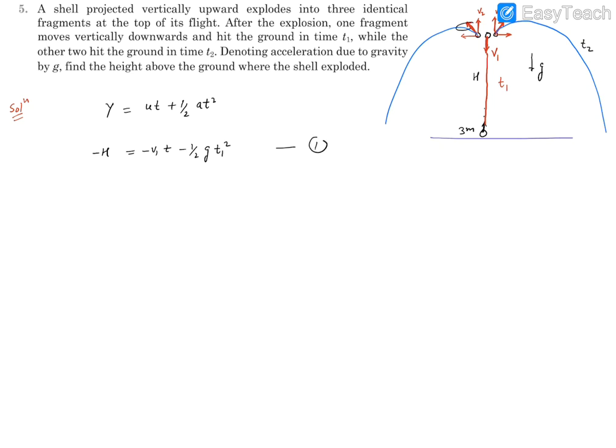For the second and third particles, they behave identically for the vertical motion. So again the displacement is minus h, but its velocity is v2 in the upward direction, so it's positive, v2 t minus half g t square, where t is now t2. Initially it was t1, now it's t2. So that's equation number 2. From these 2 equations, we need to find h. t1, t2 and g are known to us. v1 and v2 are 2 unknowns. So the unknowns are v1, v2 and capital H, so we need a third equation as well.